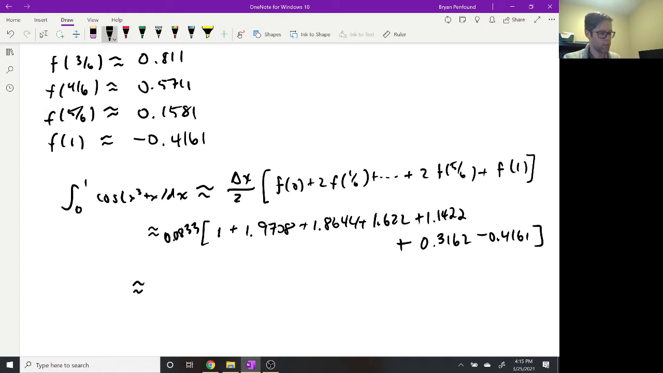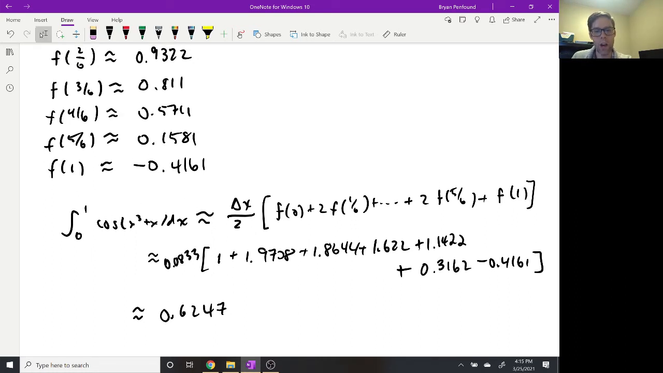Okay, so wish me luck. And I get a final decimal approximation that looks something like this. We get 0.6247. So that's 4 decimal places of accuracy throughout that computation. So hopefully that's going to get us pretty close to what the true answer is for utilizing the trapezoid rule.